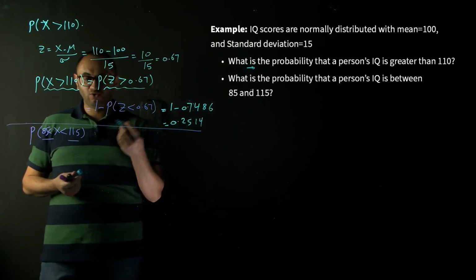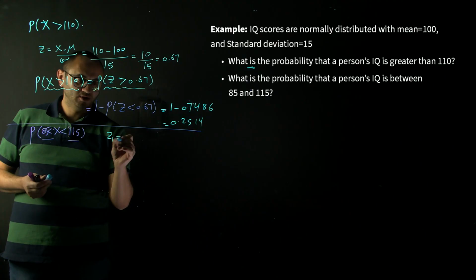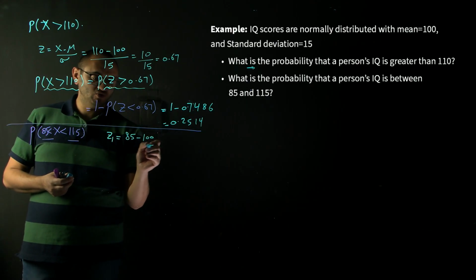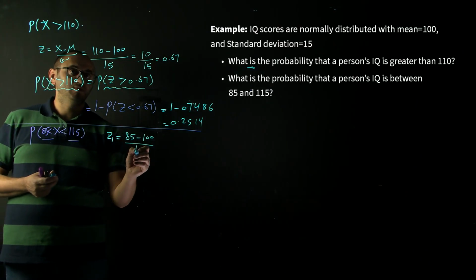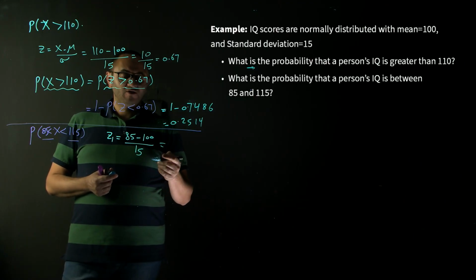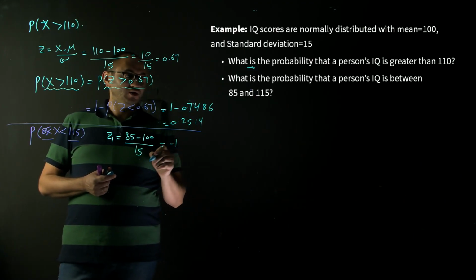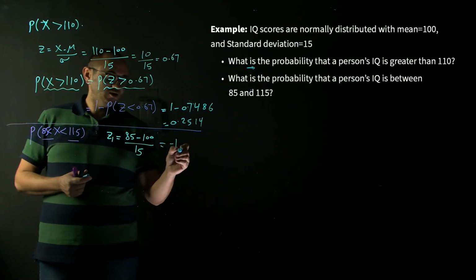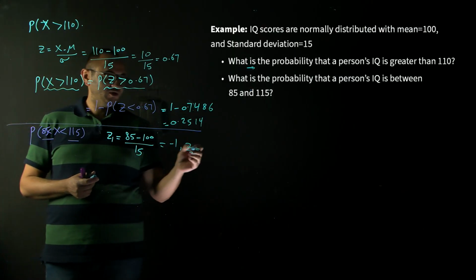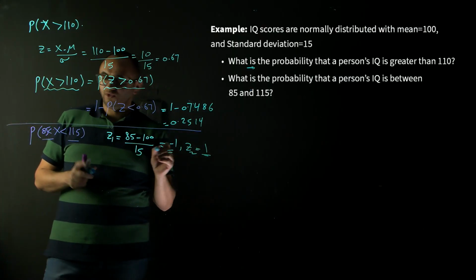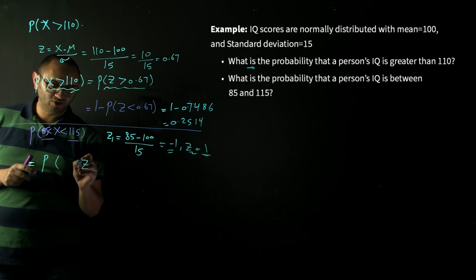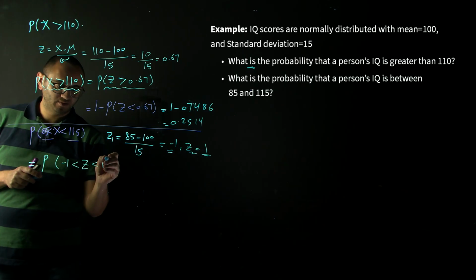So let me call them z1 and z2. z1 equals x, which is 85, minus mu, 100, divided by sigma. Sigma is 15. So it's negative 15 divided by 15, it's negative 1. This is z1. Similarly, z2 equals 115 minus 100 divided by 15, which is 1. So this question is equivalent to the probability that z is between negative 1 and 1.